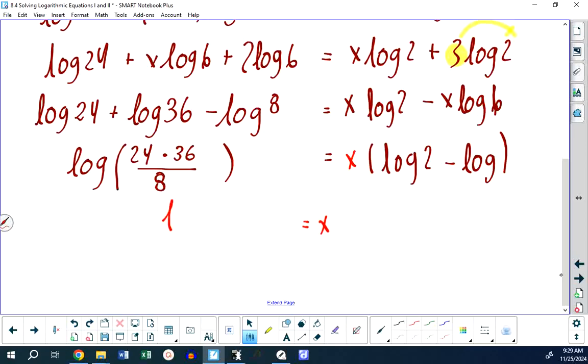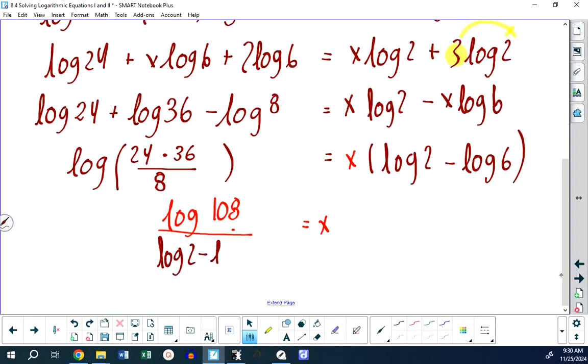equals log 108 over, missed the 6 there, log 2 minus log 6. Any questions with that one?